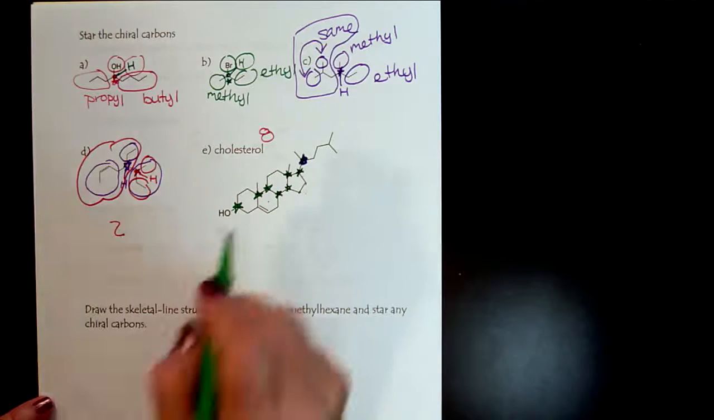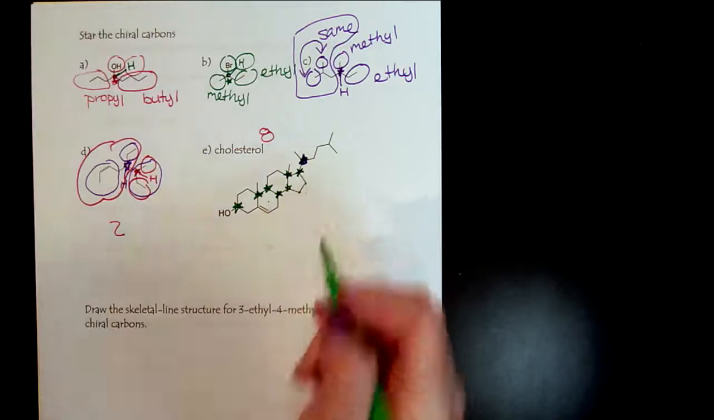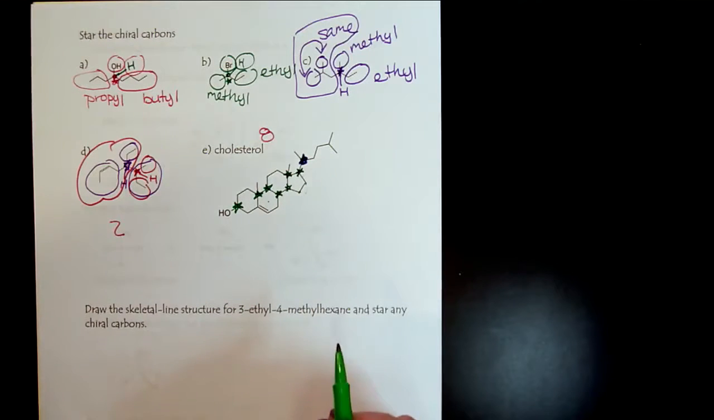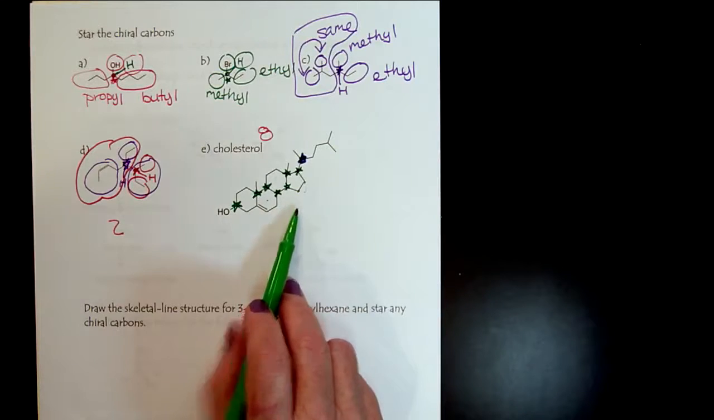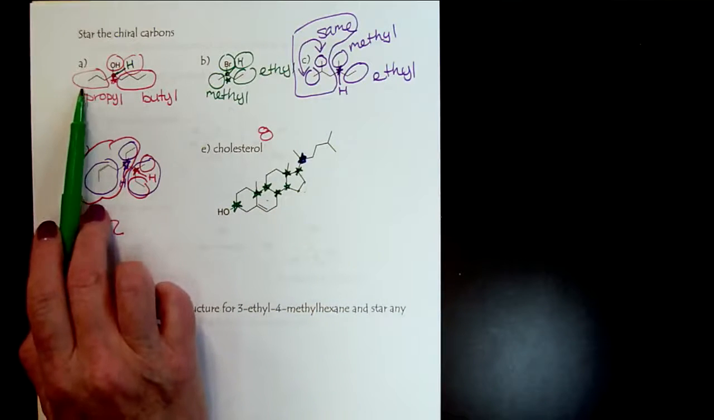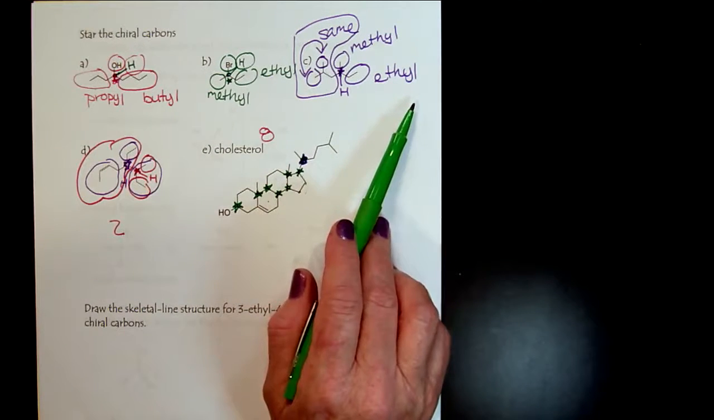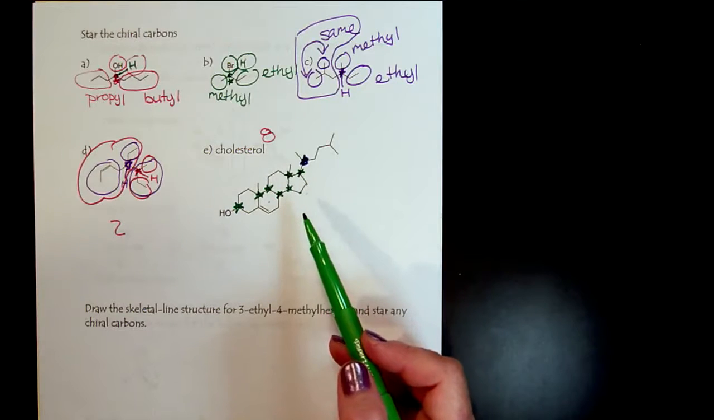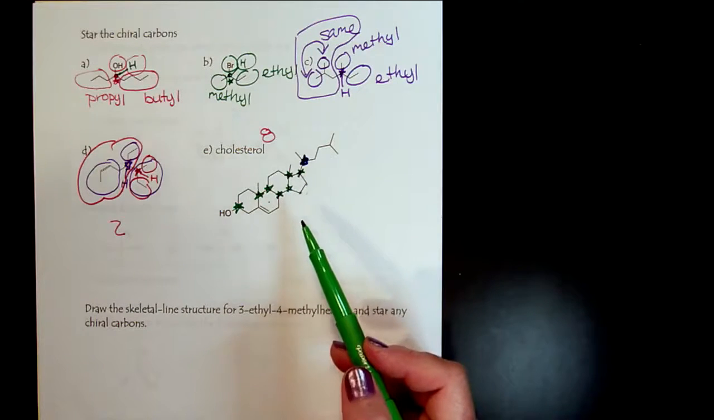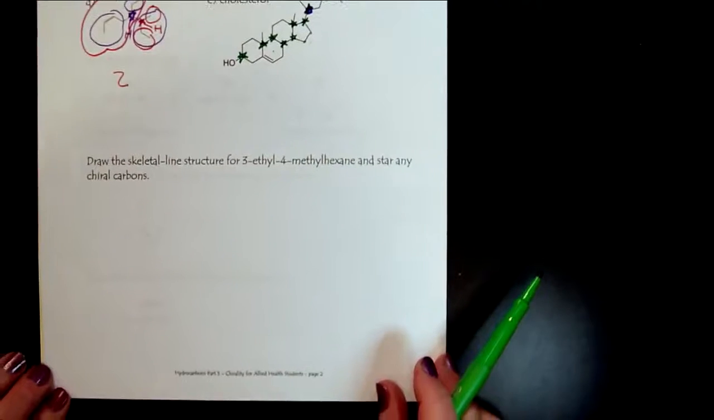And this is our most challenging. We won't get any more difficult than cholesterol. And we'll practice this in class together as well. So just know that this is our goal, right? But right now, if you're more comfortable working on like A, B, and C, that's okay. That's a great place to start. And with a bit more practice, you'll be able to look at more complicated molecules and identify all of the chiral carbons.